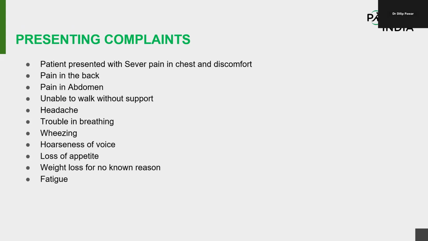The patient came with the complaint of severe pain in chest and discomfort. This was the immediate complaint, which was for the last 1 day. Then he had a pain in the abdomen and pain in the back. The pain in the back was going on and off for almost 1 to 2 years. The pain in the abdomen started a few weeks back, and he was unable to walk without support. The history was for only 1 week.